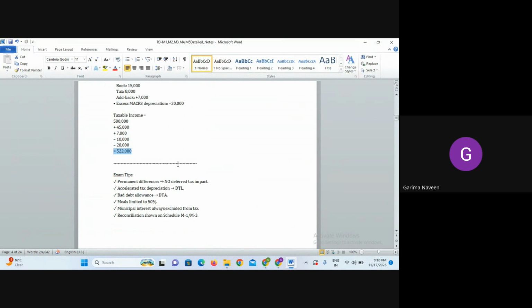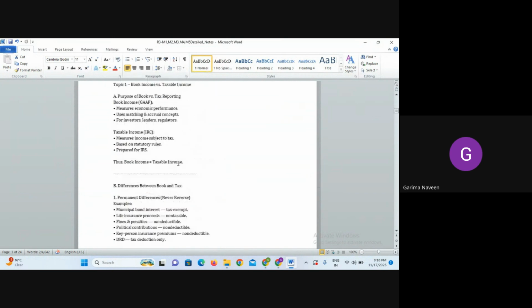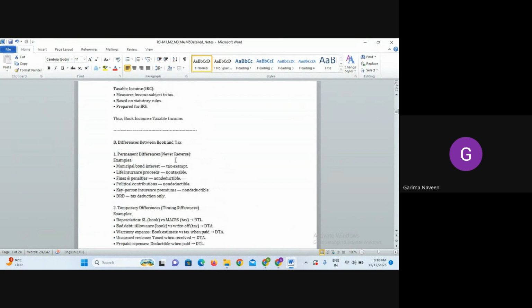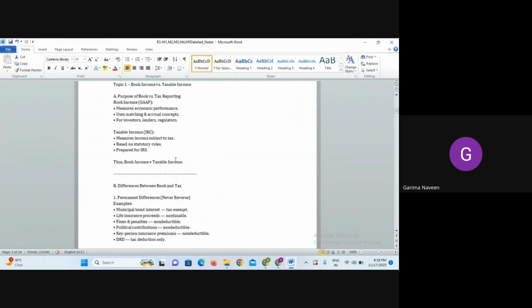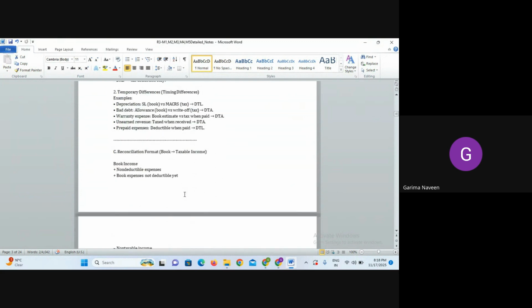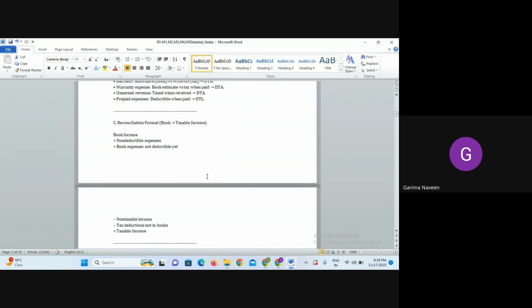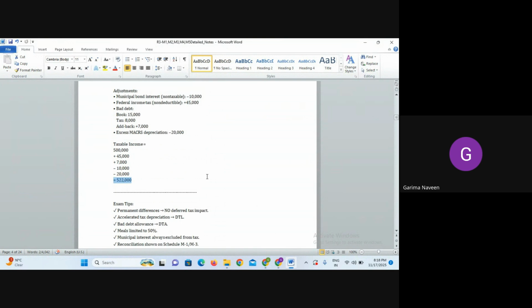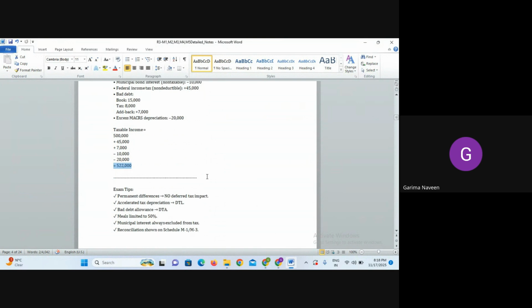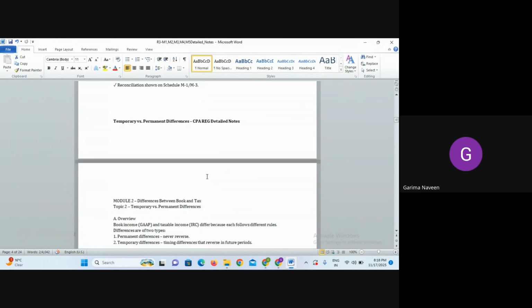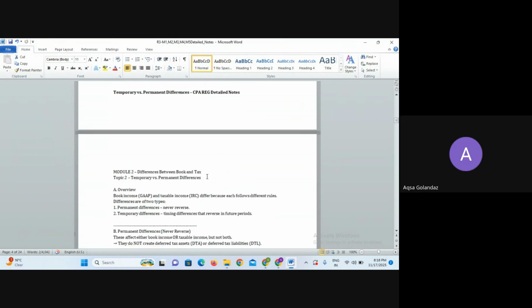Okay. Any doubt in this topic? So sometimes you are given some questions related to this topic. You are given some book income and certain items which you have to adjust to get your taxable income. So you have to keep in mind what items are included in your book income or not included in your taxable income. Okay.